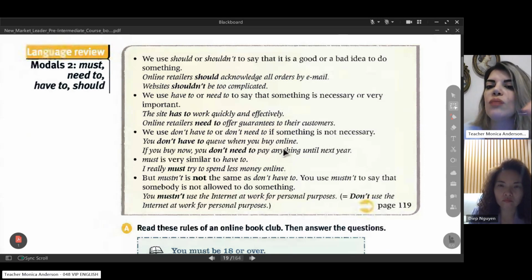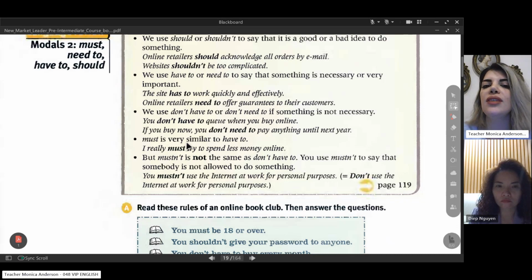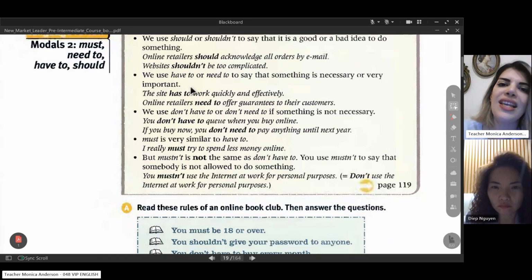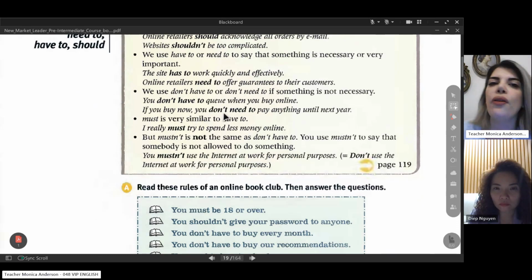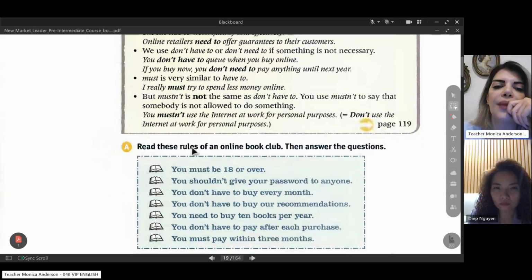But mustn't is not the same as don't have to. You know this. You use mustn't to say that somebody is not allowed. As I told you, it's the speaker's opinion. This is the rule that I say, okay? You mustn't use the internet because I say so as the speaker, but "don't use the internet at work for personal purposes." So actually this is all you need to know about modal verbs here for now. Of course, we have different uses, which we'll discuss later.